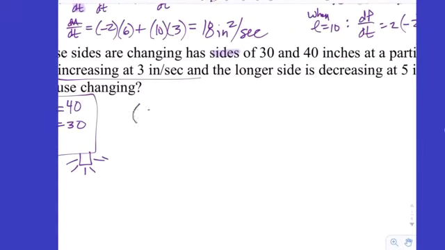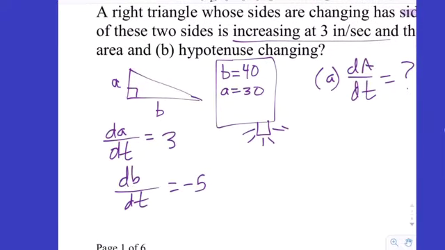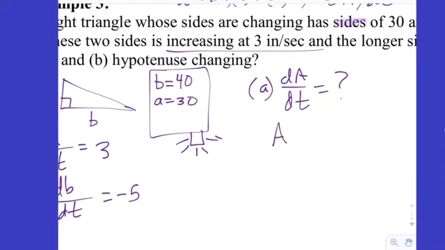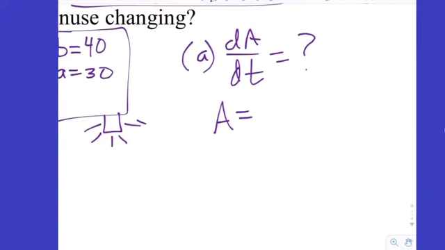All right, so now part A. We want to know how fast the area is changing. So again, I'll write that as dA/dt equals question mark. It's our target. So I want to relate the rate of change of area to the two sides, but before I can relate their rates, I have to relate their quantities. So in this right triangle, the area is one half base times height. So for me, that's one half AB. That's the equation you're going to be differentiating; it usually comes from something geometric. So you have to know your formulas for geometric shapes.